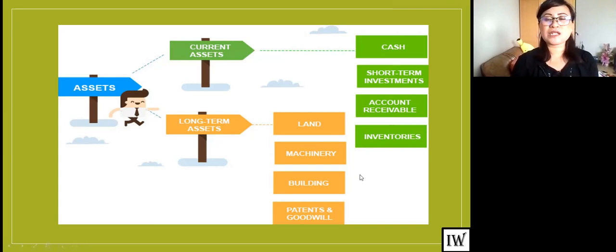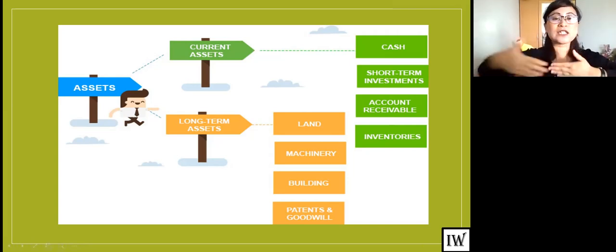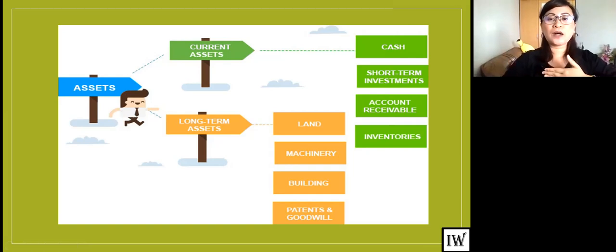So inventories from our businesses at the moment. So these are our current assets. Next, let's have the long-term assets. So from the name itself, it is long-term asset. So our land, yes, our lands, our machinery.